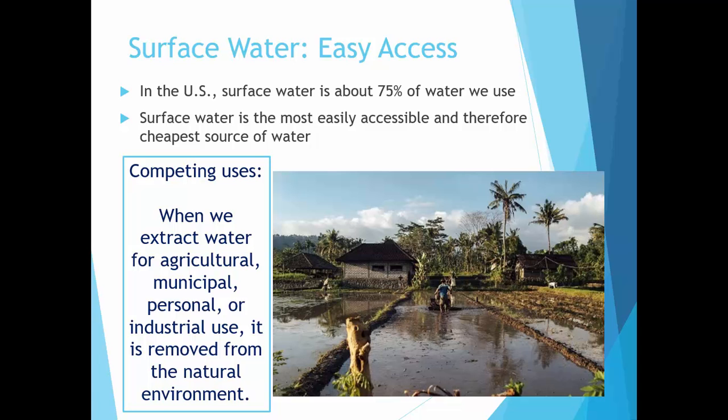So it's cheaper to siphon water out of a river, for example, than it is to pump water out of the ground. So we just have to note that there's an opportunity cost. Whenever we extract water from surface water systems for any one of our different uses, which may include agricultural uses for irrigating crops, municipal usage, so that's water that goes to your tap, personal uses, so if you live next to a river and you take water out of that river, or industrial uses. Whenever we remove that water, it's removed from the natural environment, and so it's no longer available for those systems.